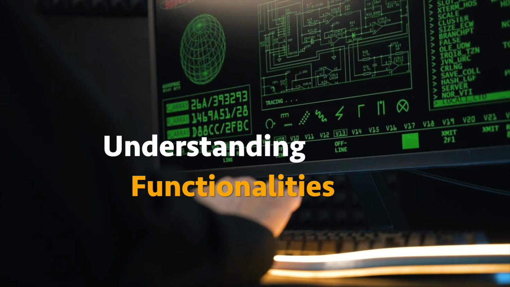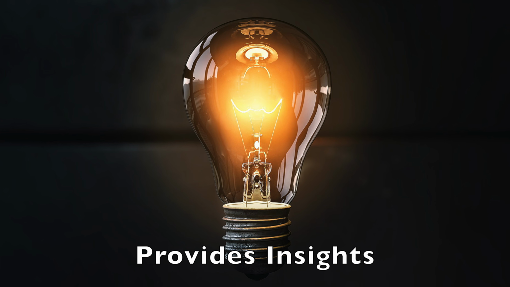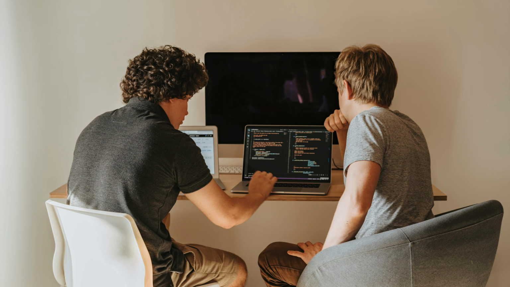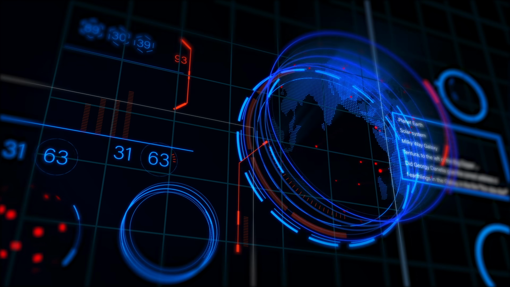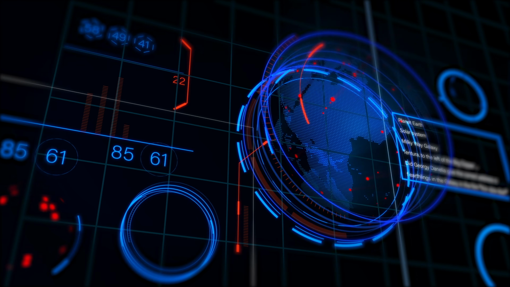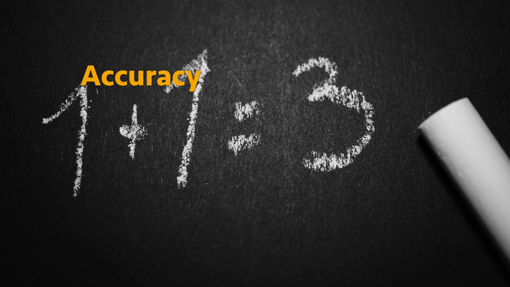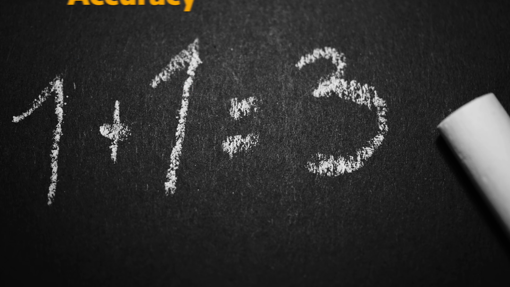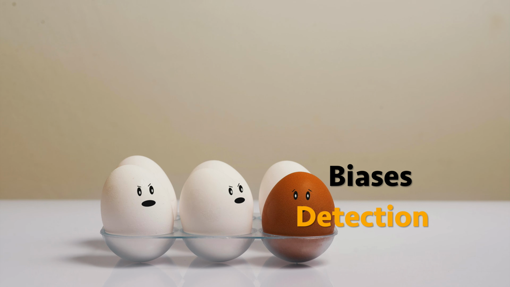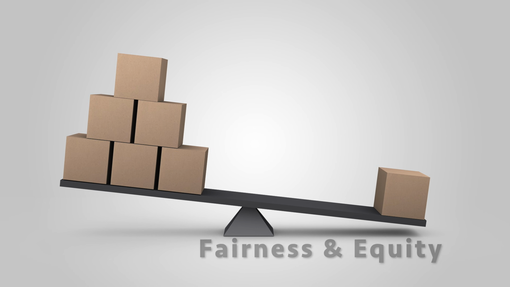Understanding functionality. To grasp how AI-generated code works, reverse engineering provides insights into its logic and flow and makes maintenance and improvement easier. Compliance and standards. Ensuring the code meets industry standards and regulations is crucial, especially in sensitive sectors like healthcare and finance. Accuracy. Verifying that the model produces accurate and reliable outputs is paramount. Bias detection. Identifying and mitigating biases in the model ensures fairness and equity.